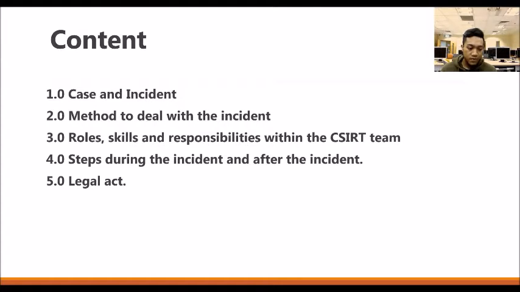Ini konten outline untuk presentation kami. First, kita akan bincangkan pasal case and incident. Second, kita akan bincangkan method to deal with the incident. 3. Role, skill and responsibility within the CSIRT team. 4. Kita akan bincangkan tentang steps during the incident and after the incident. 5. Kita akan bincangkan legal act yang mana kita boleh apply kepada case ini.